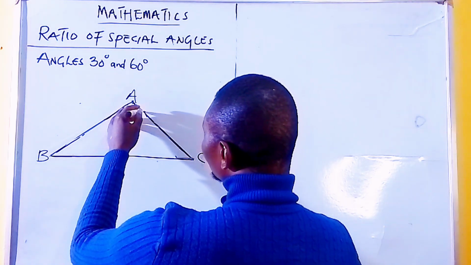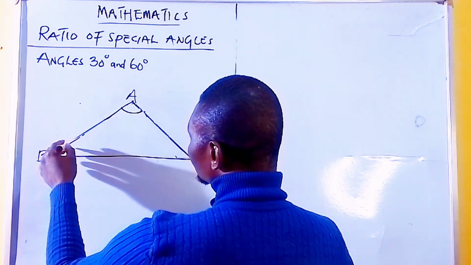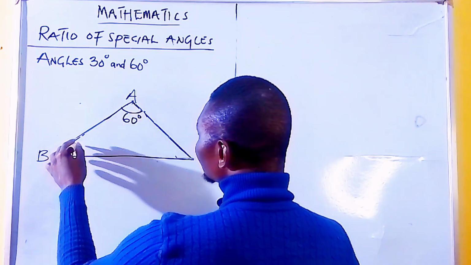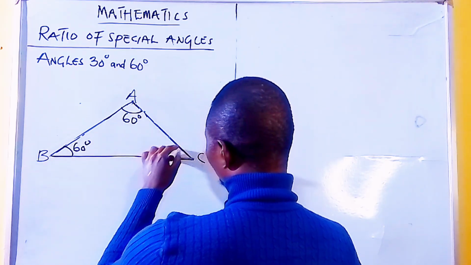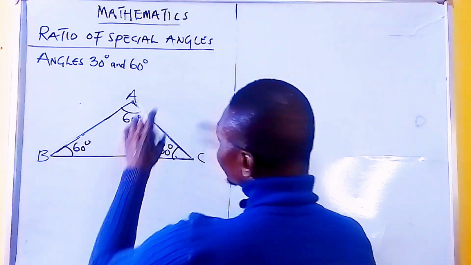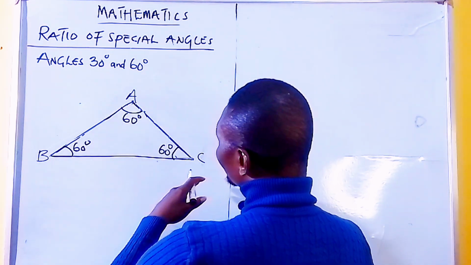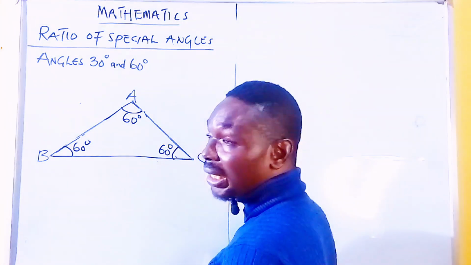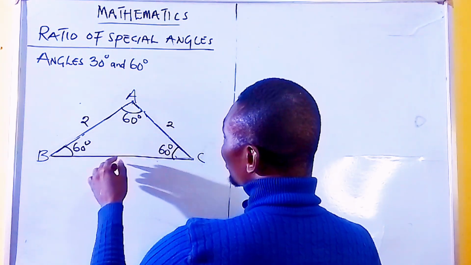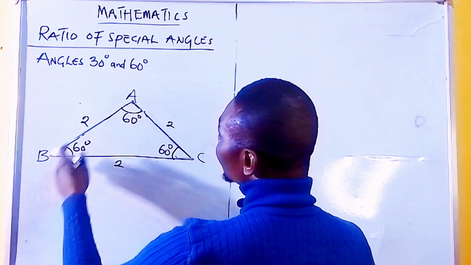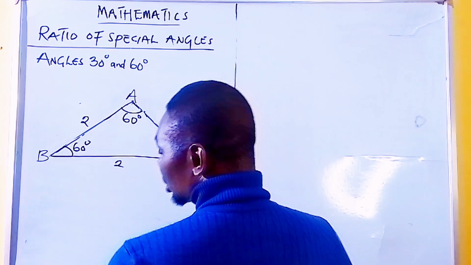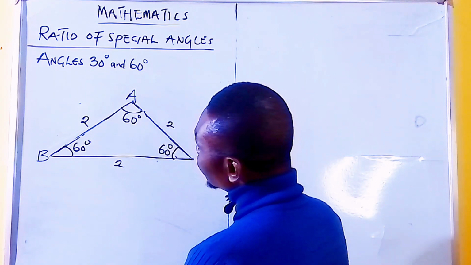in which each of the angles are equal. That is, each of the angles must be 60° each, making up 180 degrees. And the sides must be equal in an equilateral triangle. So here we are considering 2 units each for all the sides. That is, AB is 2 units, AC 2 units, BC 2 units.